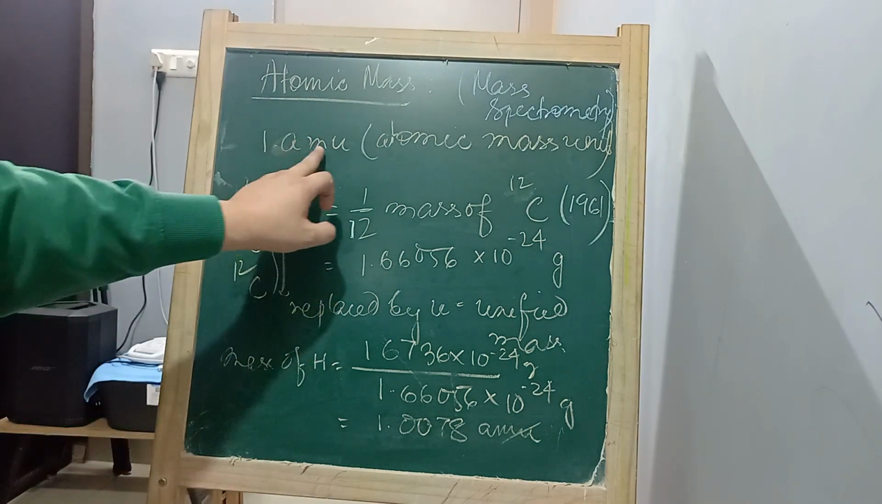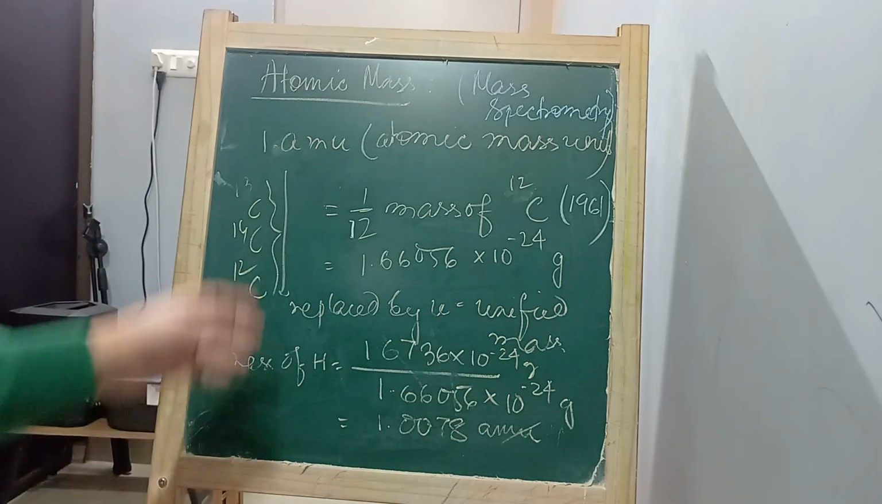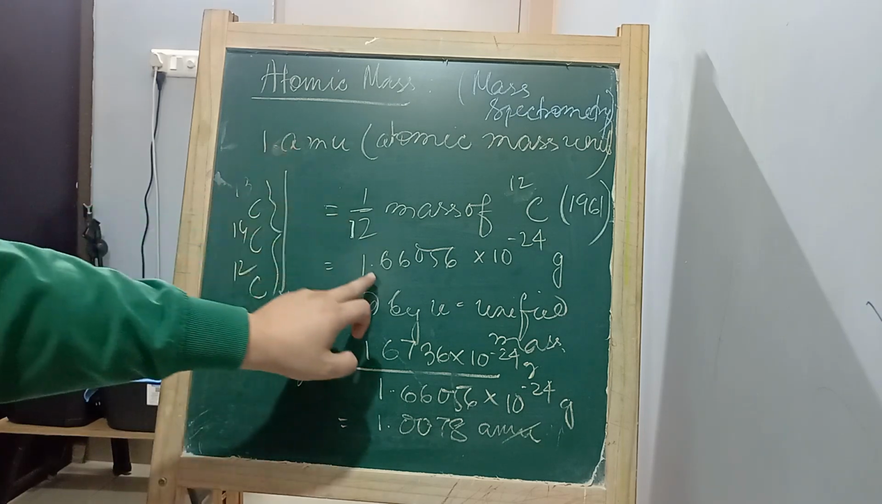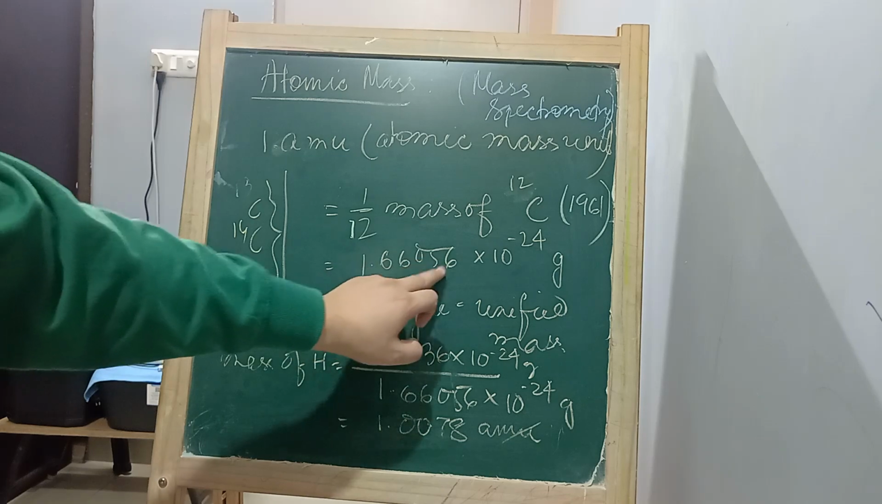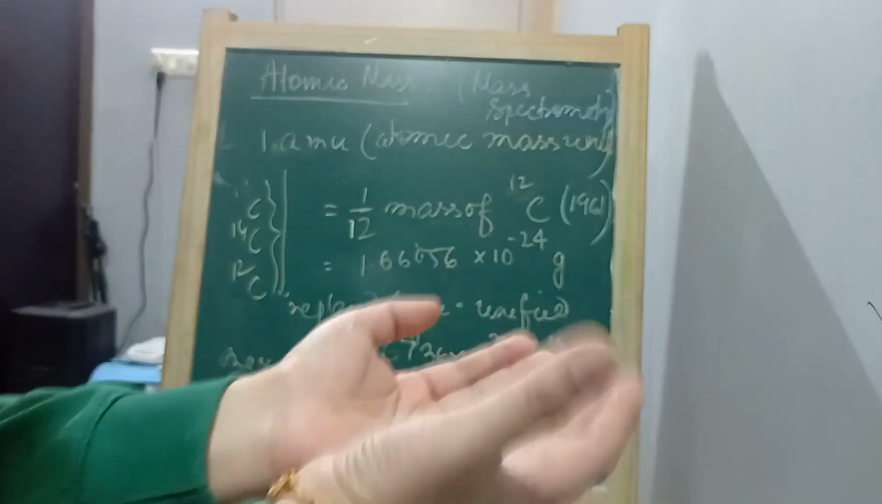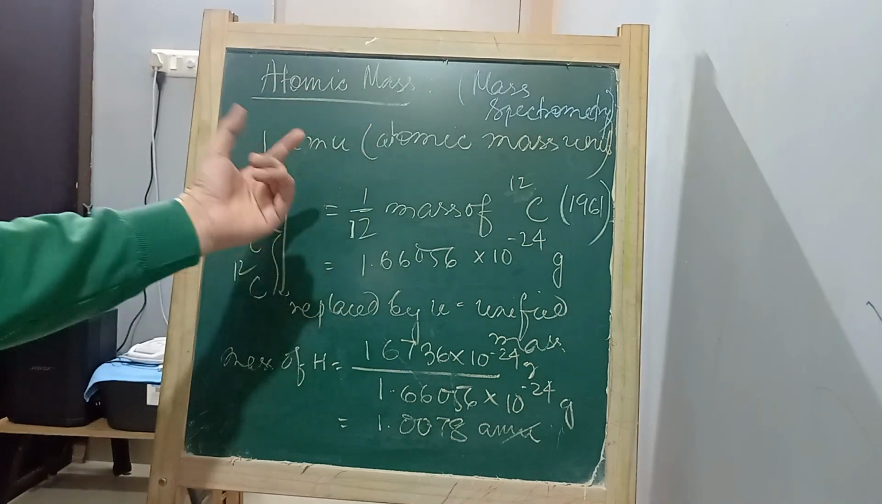But now we have replaced AMU by U. We call it unified mass. We no longer say AMU, we say U. It's simpler. And 1 U is exactly 1.66056 into 10 to the minus 24 gram. Or you can just say it is 1 by 12 of the mass of a carbon-12 atom. If you can imagine the mass of a carbon-12 atom, 1 by 12 of it is 1 AMU.